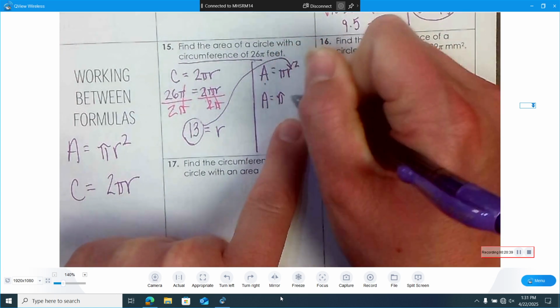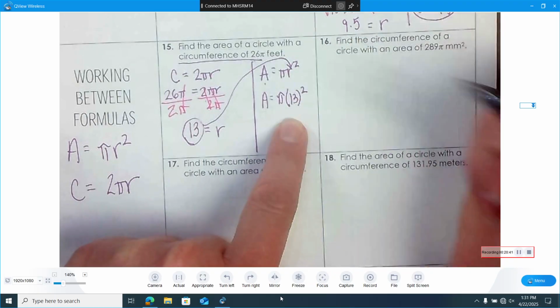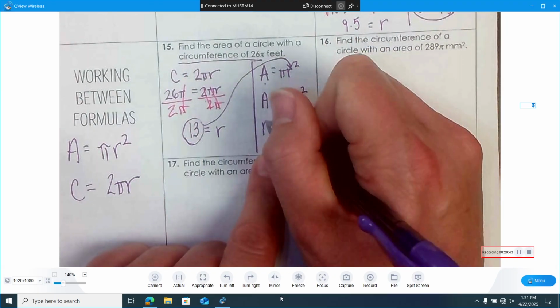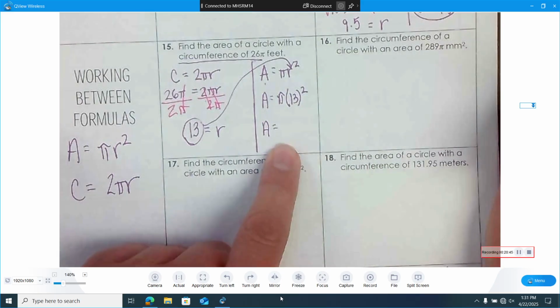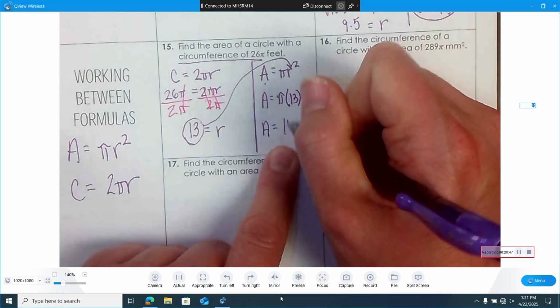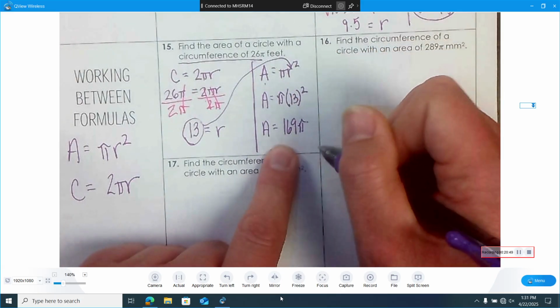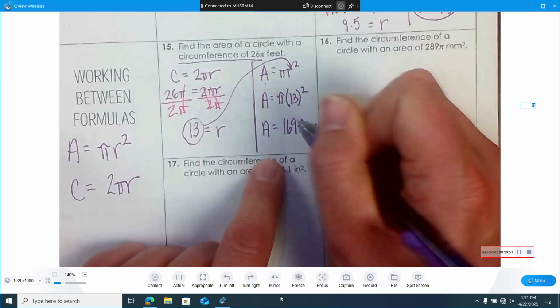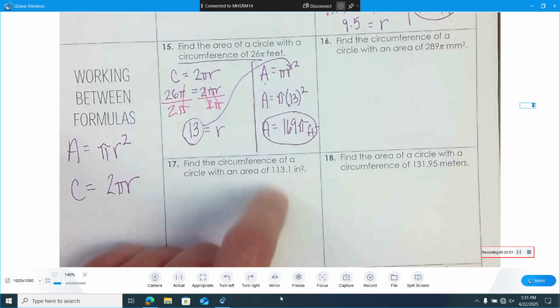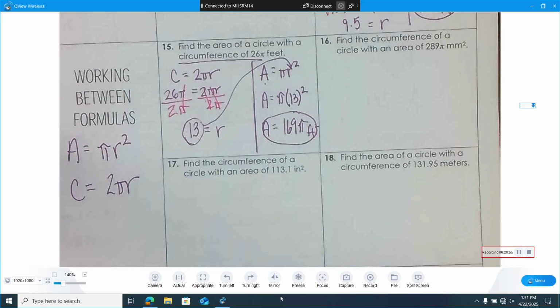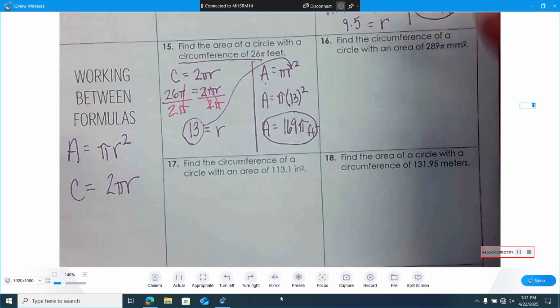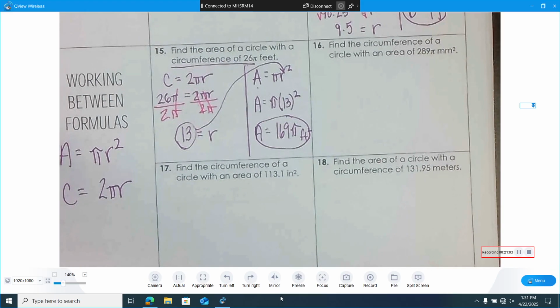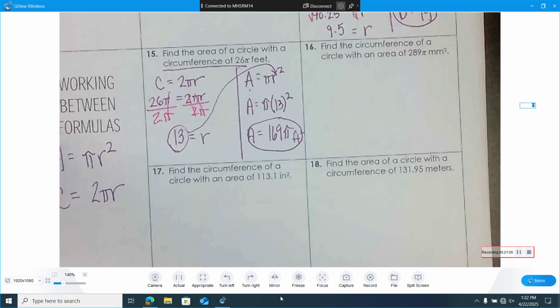I just need to do pi times 13 squared. What is 13 squared? 169 pi. This is going to be feet squared if we're looking at area. And again, this is an answer left in terms of pi because it's easy. Mathematicians are generally lazy. So if we don't have to go the extra step on the calculator, we aren't gonna.